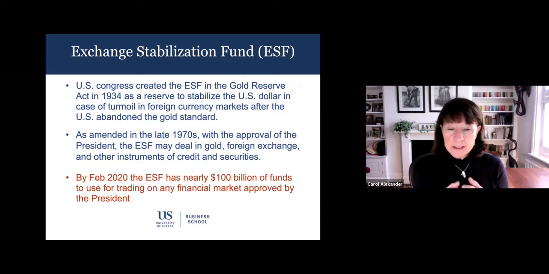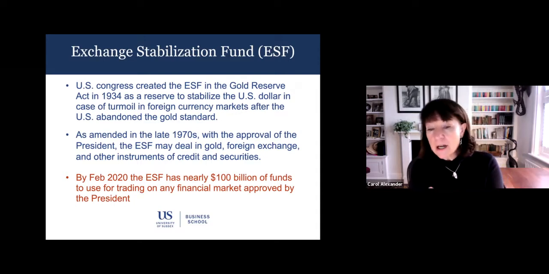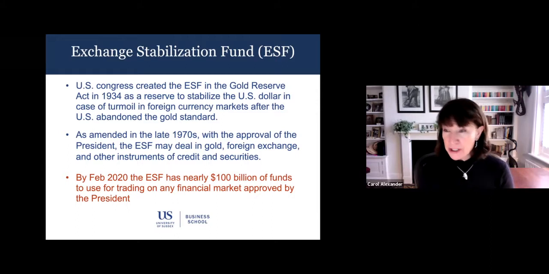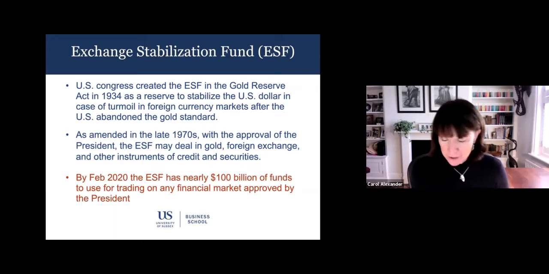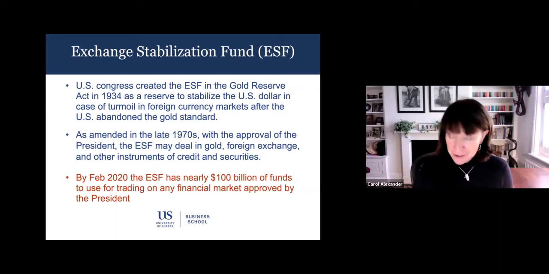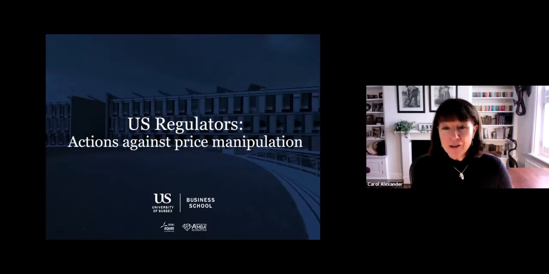And by February 2020, Congress reported that nearly $100 billion of funds can be used by the ESF for trading in any financial market approved by the president. For example, we know the president doesn't like, the current president doesn't like Bitcoin. So it could well be that the ESF was behind the bashing of Bitcoin.